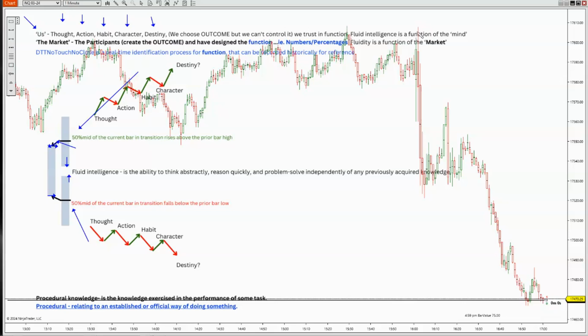All right. So fluid intelligence is the function of the mind. That's how it works. Now, the market. Now, this is the market. The participants create the outcome. So they create the outcome and have designed the function, the numbers and percentages. Fluidity is the function of the market. So they create this process and have designed it to make sure that the function itself will ensure that this outcome will happen, because they're, of course, responsible for the pricing and all of that. And that's why I say they can absolutely make sure that the outcome works. And I try to make sure that you're aware of that throughout the videos, once you begin to watch them, that the market knows where it's going. It's just like us. All right.